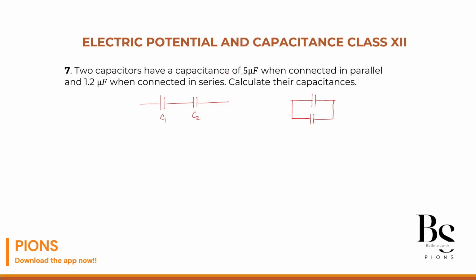Two capacitors have a capacitance of 5 microfarad when they are connected in parallel. So this is C1 and C2, and they have equivalent in this case how much? 5. So C1 plus C2 directly equals 5 microfarad. No need of conversion. That will confuse you, because anyway C1 and C2 will be in microfarad. Then only their sum is microfarad, right? And connected in parallel, and 1.2 in series.